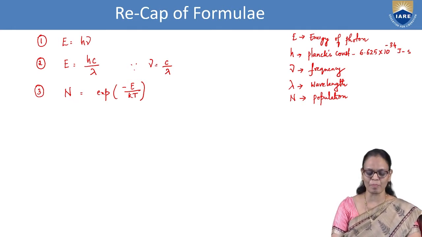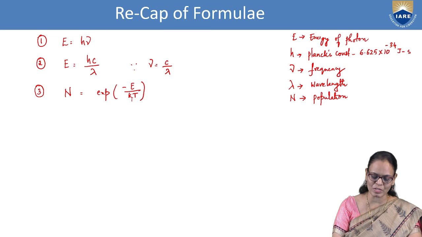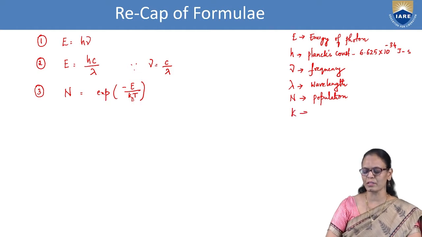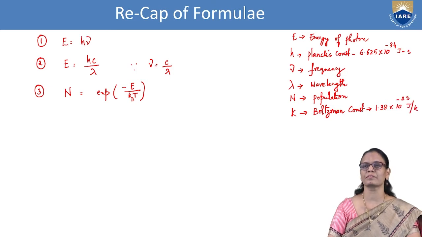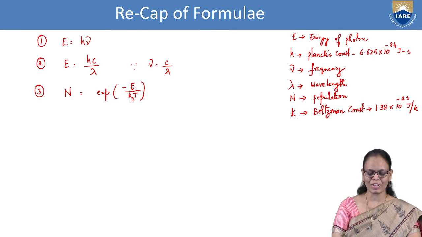So, population depends upon E, which is the energy. K here is the Boltzmann constant. We may also write it as Kb. In some books, it will be mentioned as Kb. K or Kb both mean the same, and it represents the Boltzmann constant. And the value of the constant is 1.38 into 10 power minus 23 joules per Kelvin. So, we know E is the energy, Kb is the Boltzmann constant, and T is the temperature.